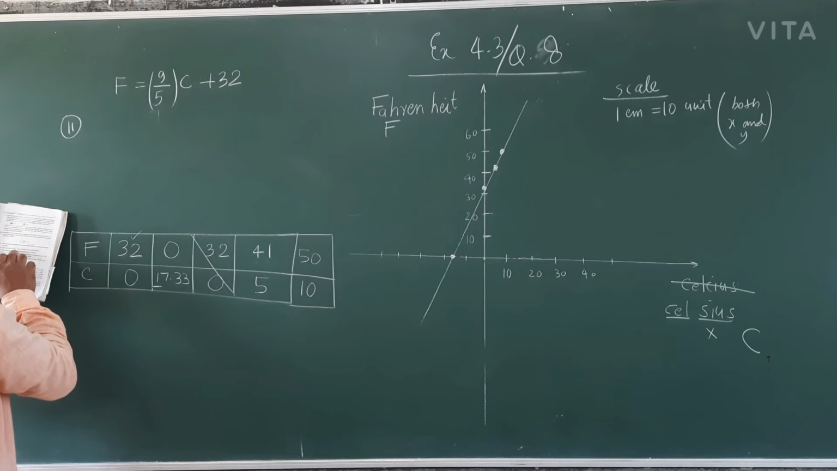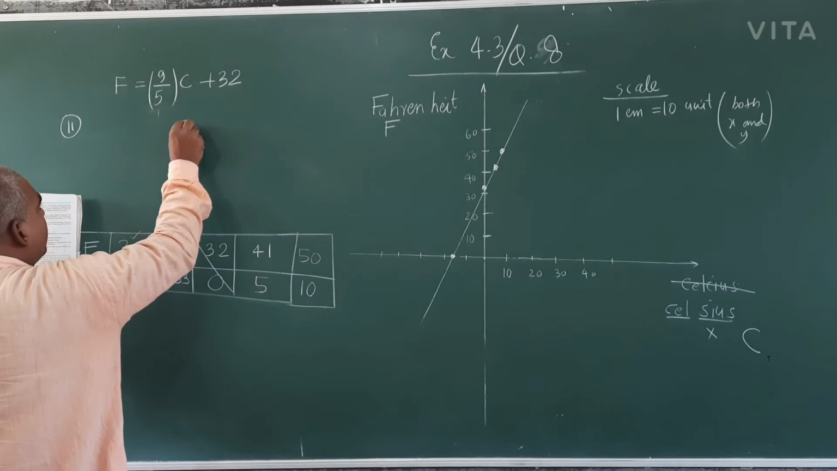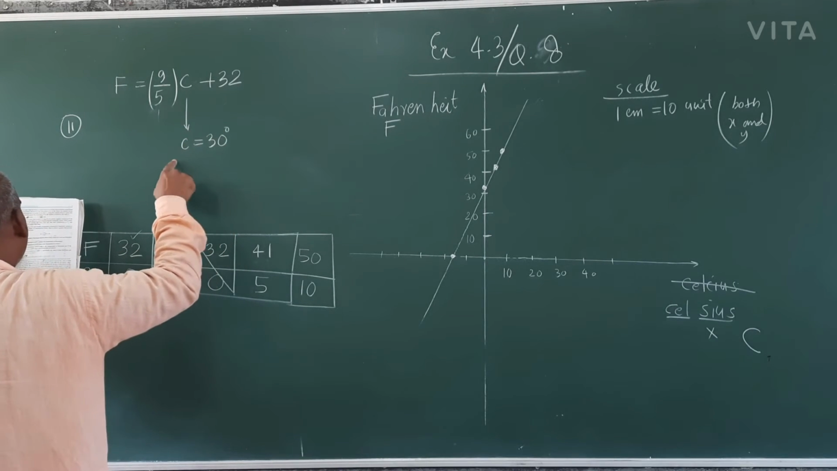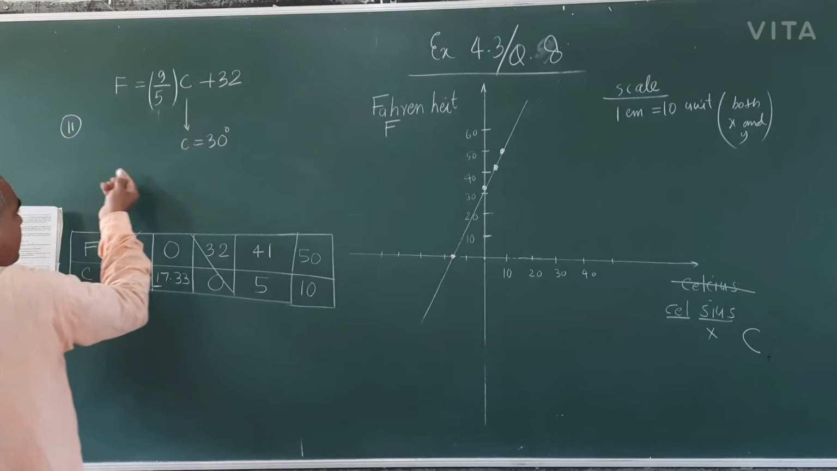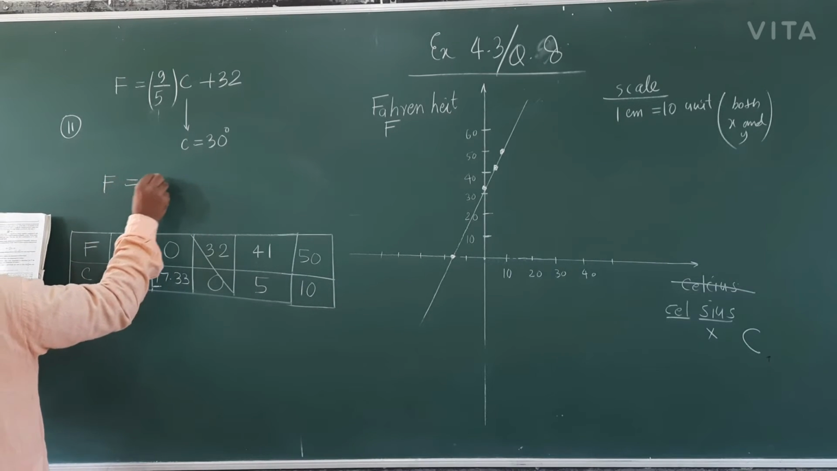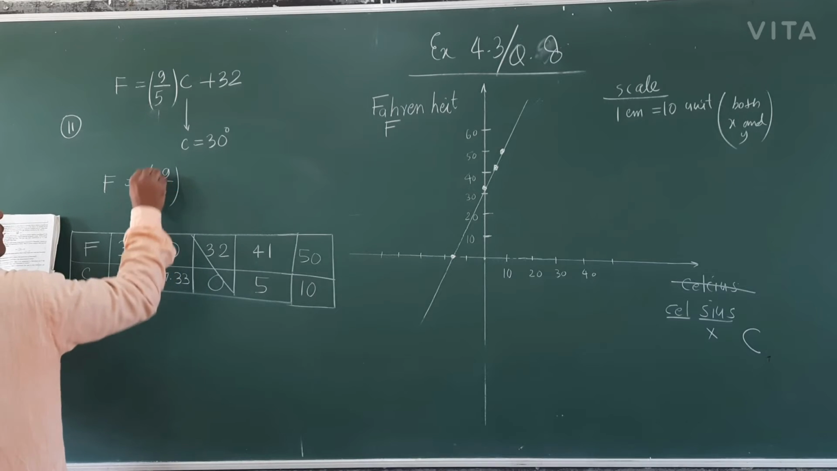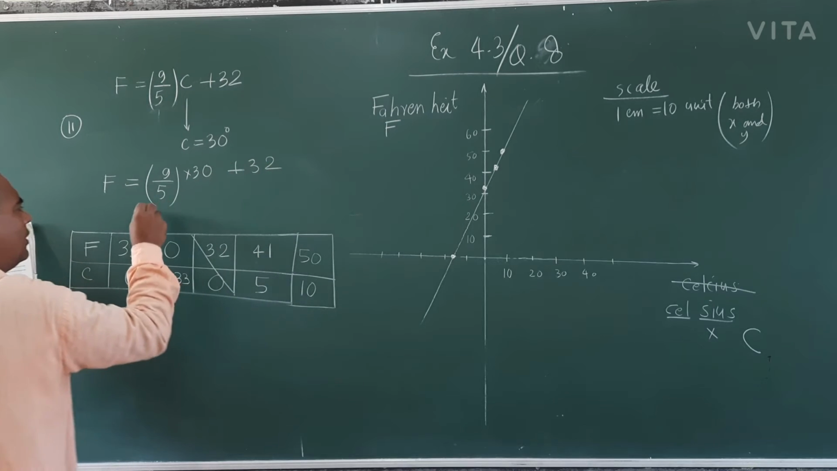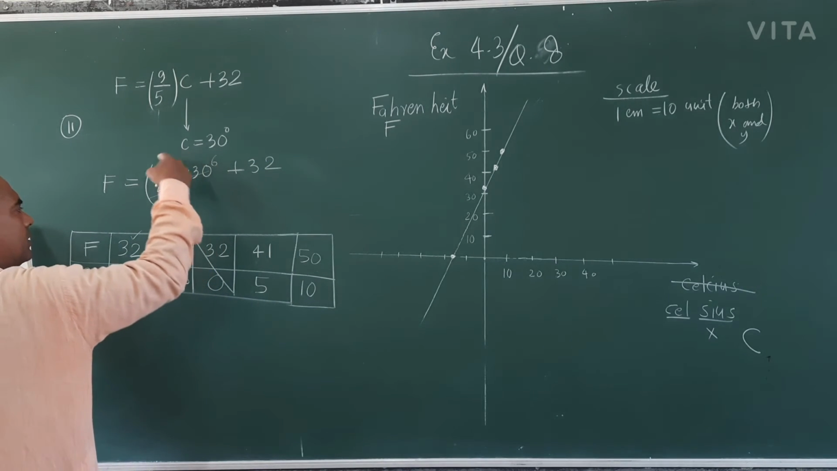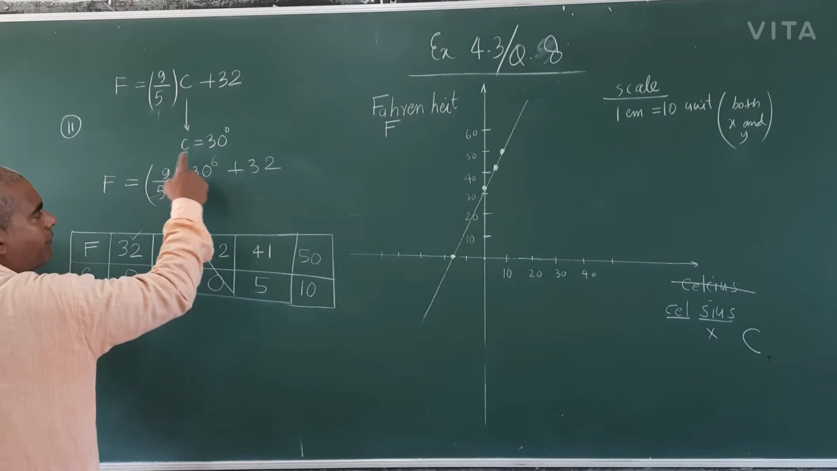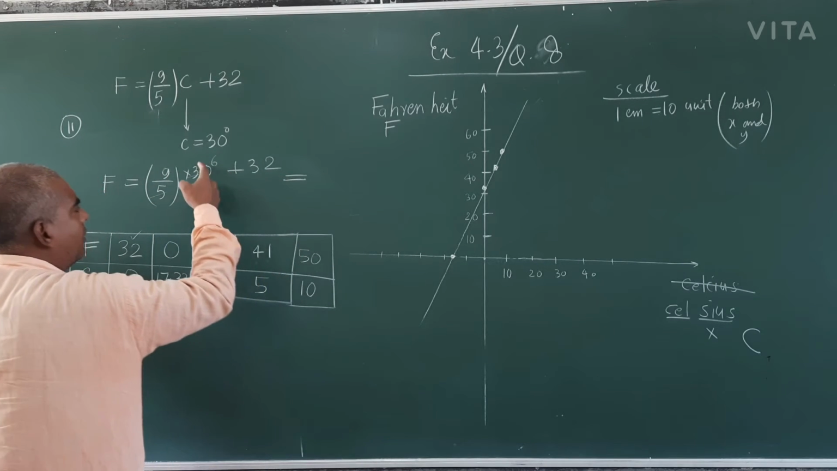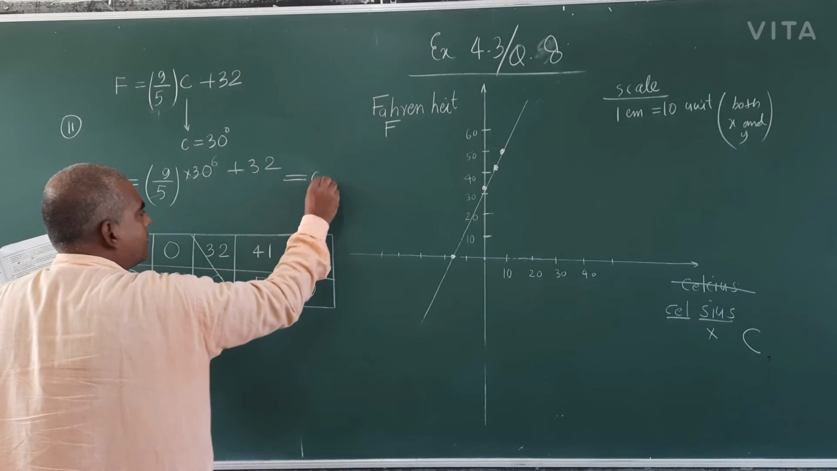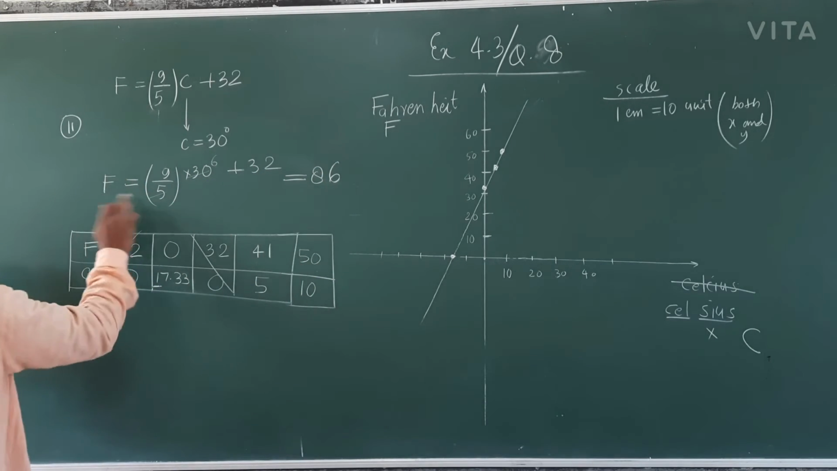If the temperature is 30 degrees, meaning C is given, what is the temperature in Fahrenheit? So place the value. F is equal to 9/5 times C, 30, plus 32. 5 sixes are 30, 6 nines are 54, and plus 32: 54 and 32 is 86. This is the second answer. F is equal to 86.